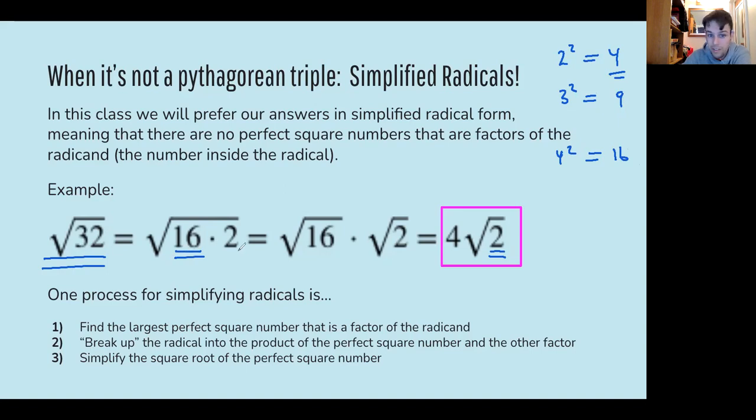So 32 is equal to 16 times 2. That's the biggest perfect square number that is a factor of 32. Square roots allow us to split anything up that is multiplied together into two separate square roots. And then the square root of 16 becomes 4. And the square root of 2 is irreducible from there, so we have to just leave it. So the square root of 32 is actually equal to 4 square root 2.